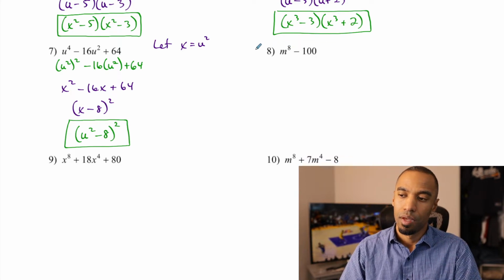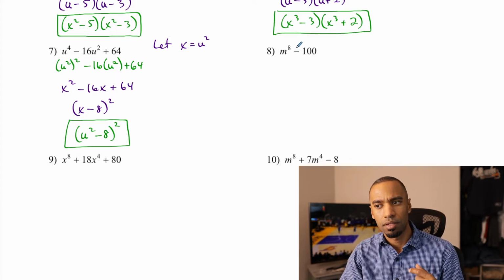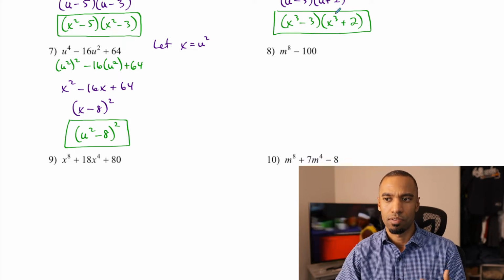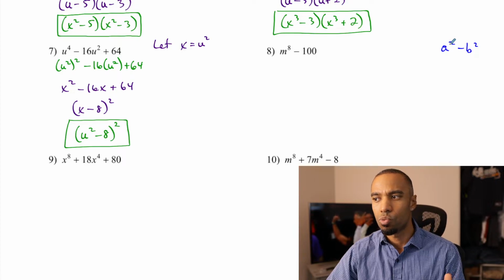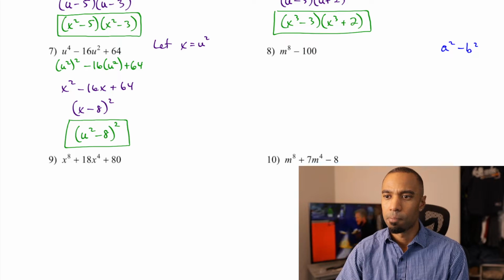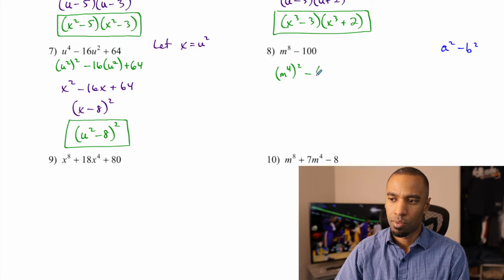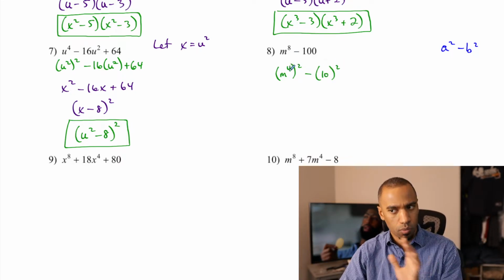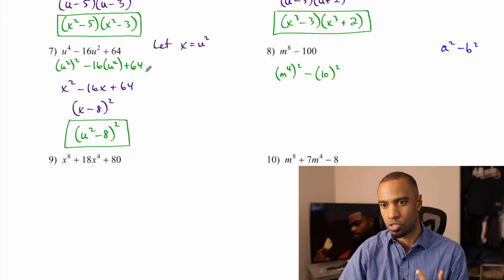So right here, recognizing this is m to the 8th. Now, I don't have a middle term, if you will. If this is like difference of two squares, if this is like some sort of a squared minus b squared, let's recognize what's being squared in both of these things. Well, in this case, m to the 4th is being squared, and right here 10 is being squared. I'm not going to do u substitution right here. We're straight up, we're already there. We do this on our own already in difference of two squares and recognizing that.